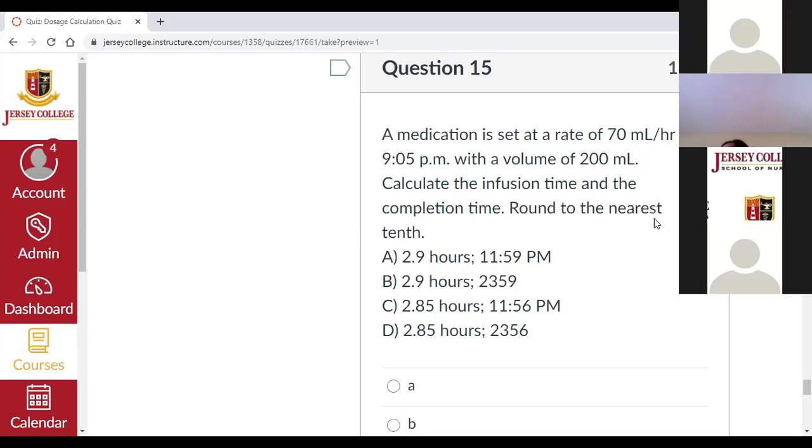So if you add 2 hours onto 9:05, that brings you up to 11:05 p.m., right? But they're saying the answer is 11:59 p.m. So that means you have 54 minutes unaccounted for somewhere. So take your 0.9 and multiply that times 60, because 0.9 represents a fraction of an hour, and you have to convert that fraction of the hour into minutes. So you take that 0.9 and multiply it times 60. And that should give you 54 minutes.